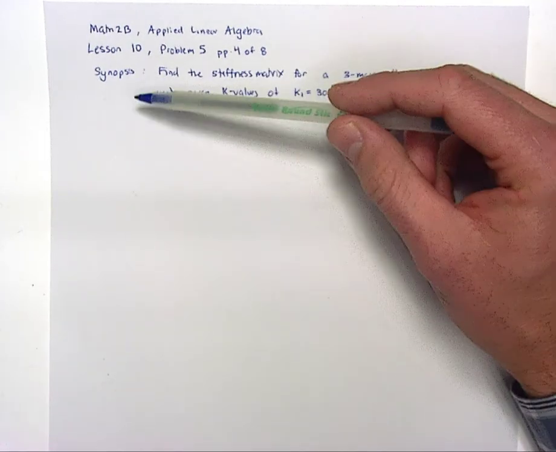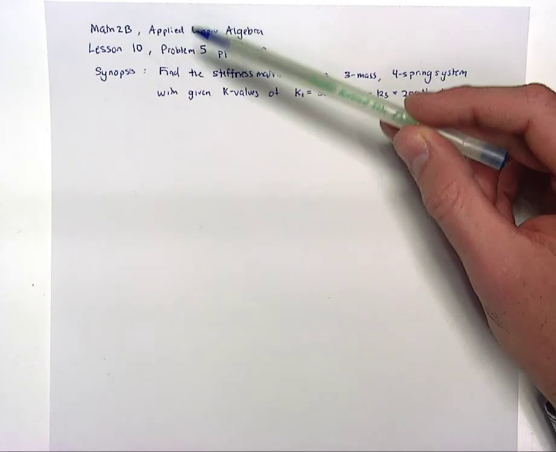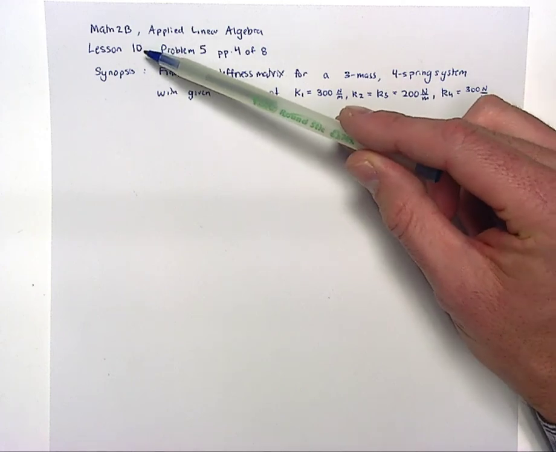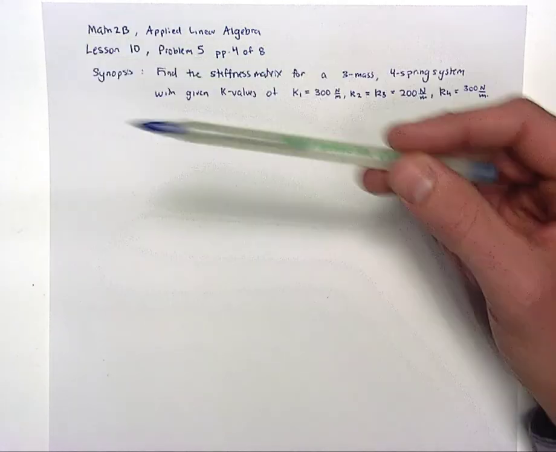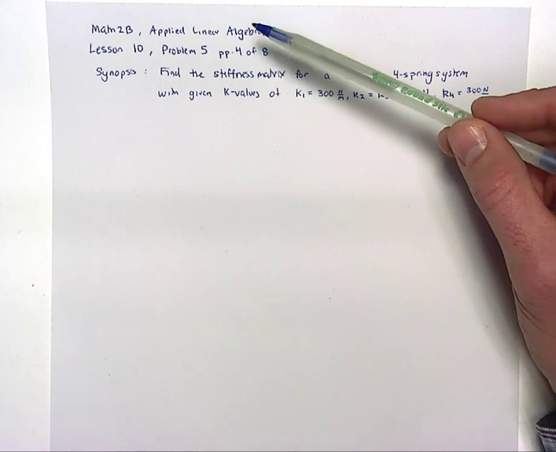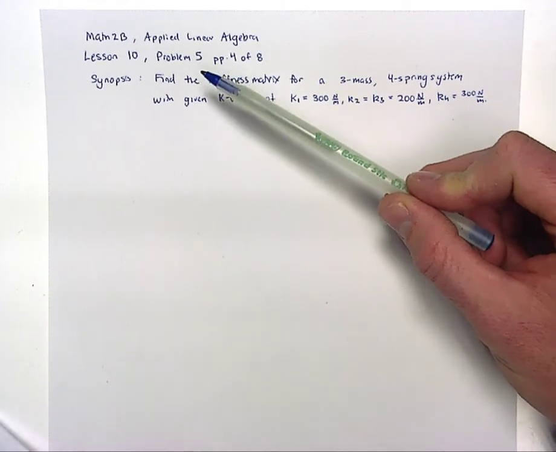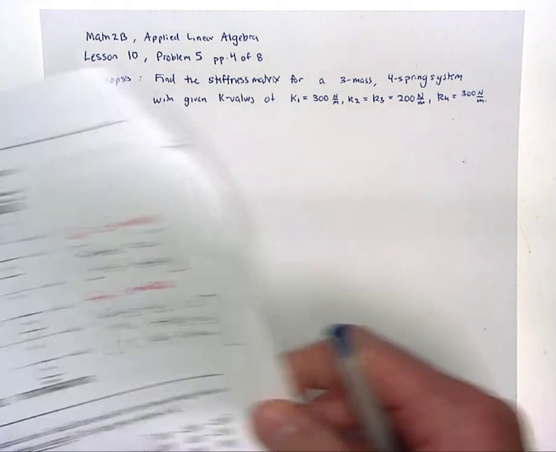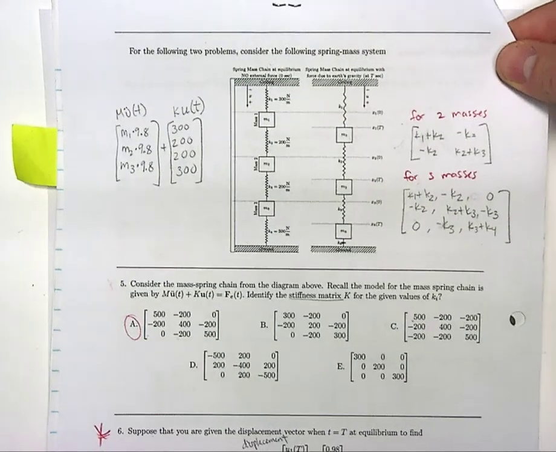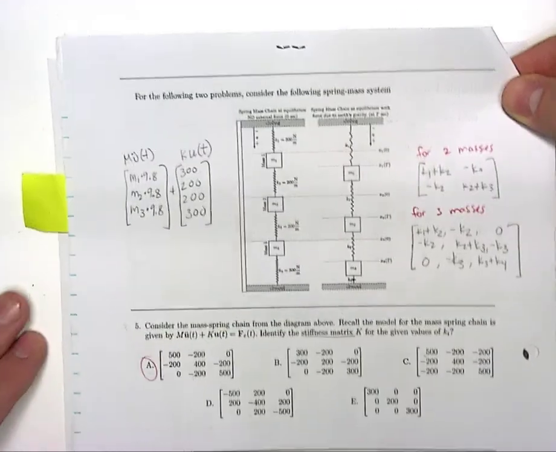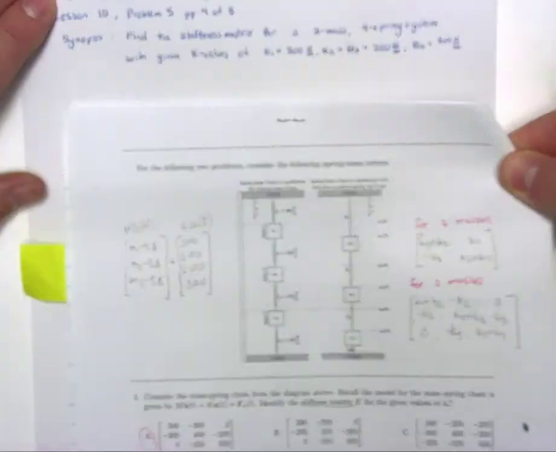Welcome back. We are in Math 2B, Applied Linear Algebra. We're working on Lesson 10, Problem 5. I'm sitting in office hours with Nobu-san and Veronica. They asked this beautiful question, which was this problem. The amazing thing about these students is they actually came with the question ready to ask. So we'll read it for ourselves out loud as we make this video.